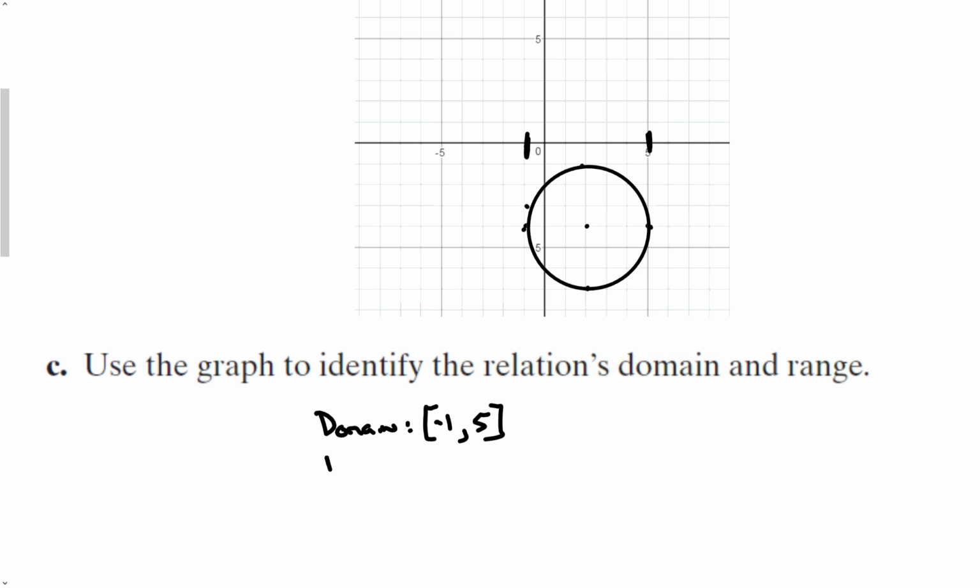The range, if I look on the y-axis, the relation starts down there and goes up to there. So it goes from smallest to biggest, −7 to −1, including −7 and including −1.